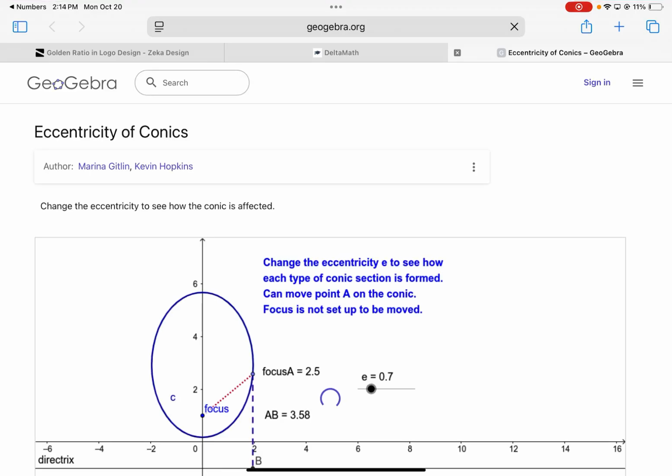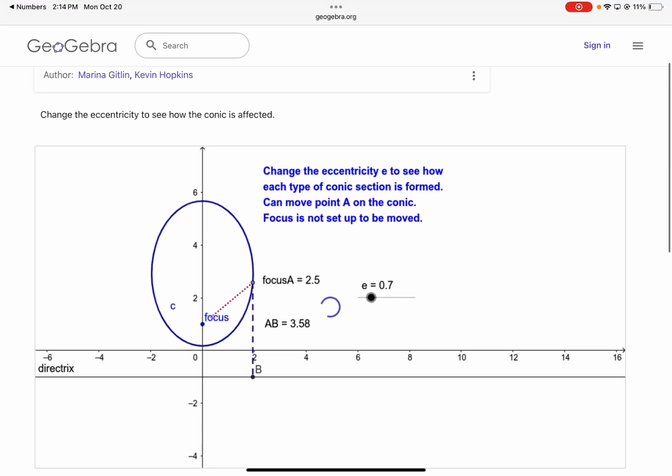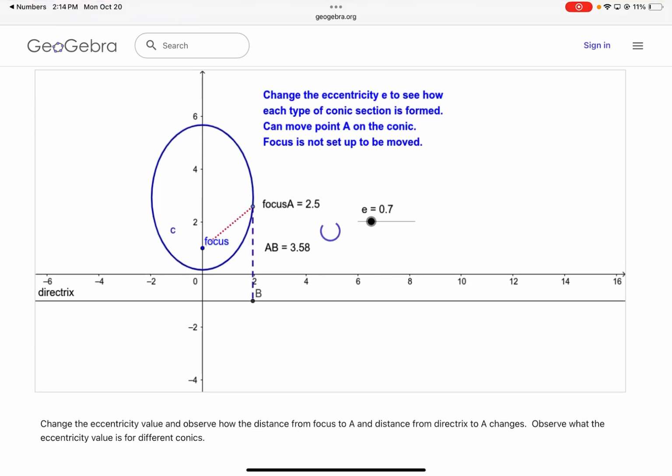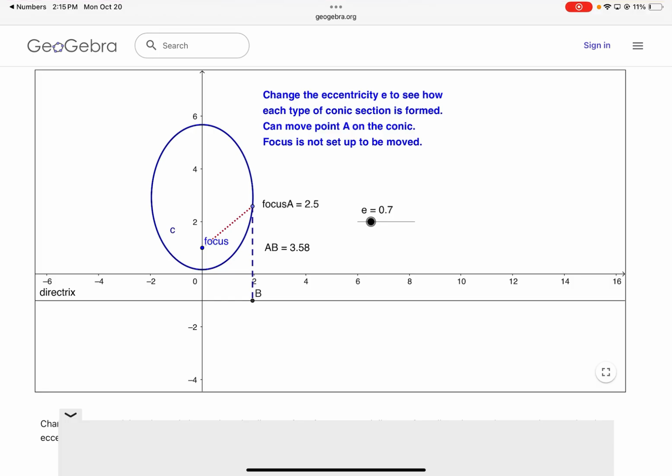Okay, so we'll look at the ellipse eccentricity first. Notice here, I've got a point A that's on the ellipse, I have a focus point, and then I have a point B that's on my directrix line. The distance from A to the focus, they're showing me, is 2.5. And the distance from point A to the directrix line at point B is 3.58.